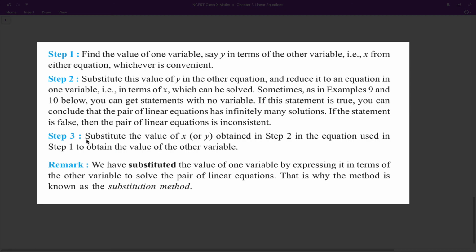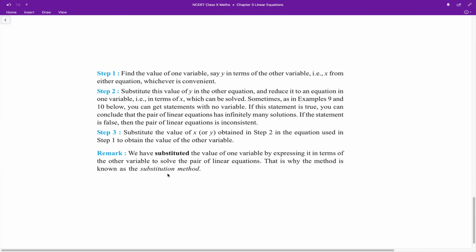Whereas when we get a proper value for one of the variables, then we just substitute this value into the other equation and find the value of the other variable. And this is called the substitution method, since we are substituting one variable for the other.